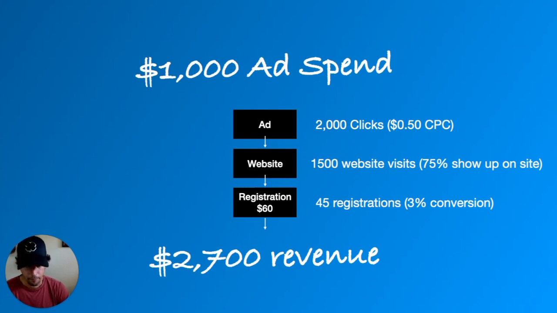So let's dig in. I want to go through a couple examples of what the economics of promoting an event look like. Let's say, for example, we spend $1,000 on ad spend. We get 2,000 clicks, so 50 cents a click. Out of those clicks, 75% show up on our website, and then we convert 3% to registration. That would look something like this. Let's say our event is $60 to attend. We spend $1,000. We get $2,700 in revenue. So that's positive. That would be an amazing campaign, but you still have all these other costs. So you have $1,700 in margin after your advertising.